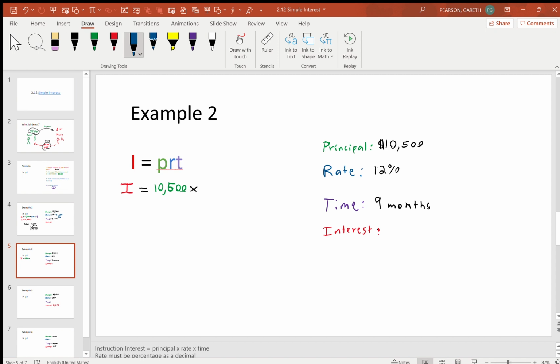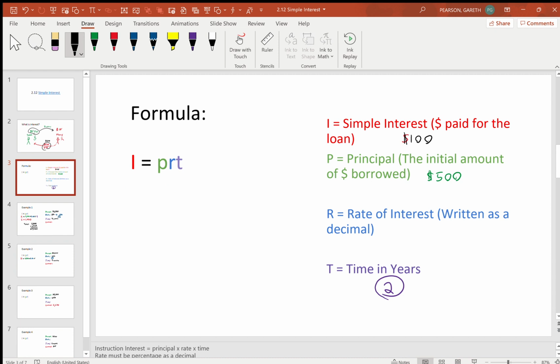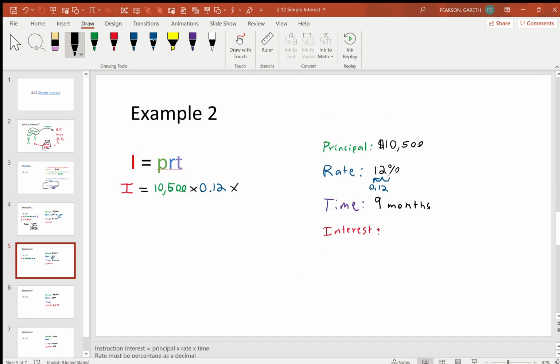Again, let's be very careful. The rate, I have to take the decimal and move it 2 spots to the left. So this becomes 0.12. So 10,500 times 0.12, times, now here's the problem. My time has to be written in years, but they haven't told me years. They've told me 9 months. How would I write this?